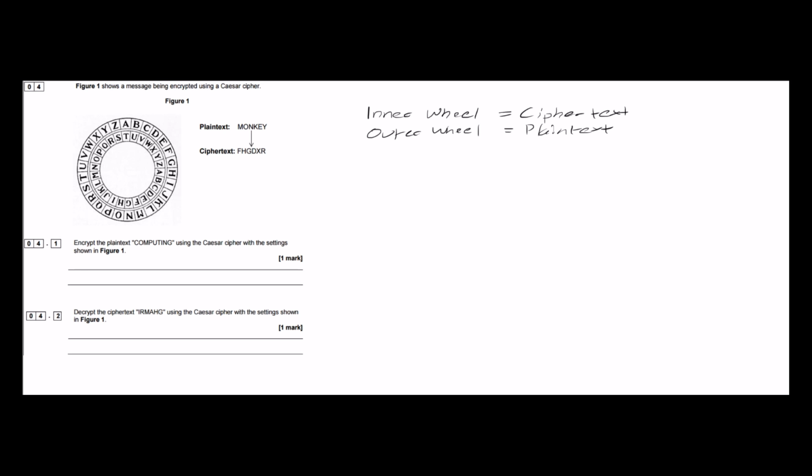So the question asks us then to encrypt the plain text computing using the Caesar cipher with the settings shown. And what we get if we do that is we look on our outer wheel for the plain text C, and we see that this is our C, which for computing, and the ciphertext for that C is going to be V. So our word starts with a V, and then we move on to O. We look for O on our outer wheel. That corresponds to H.